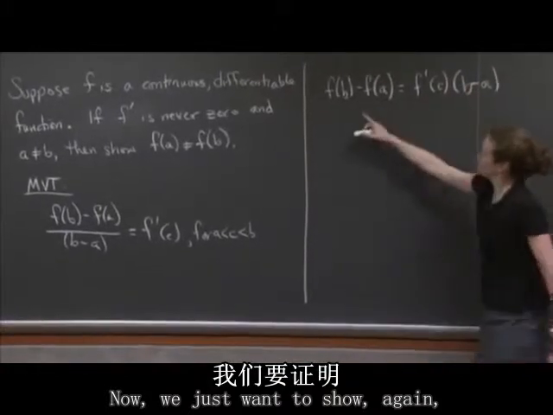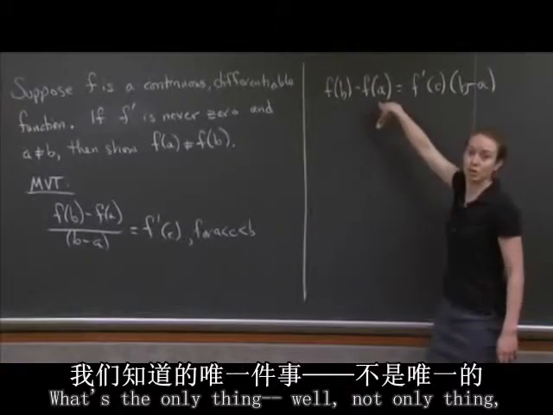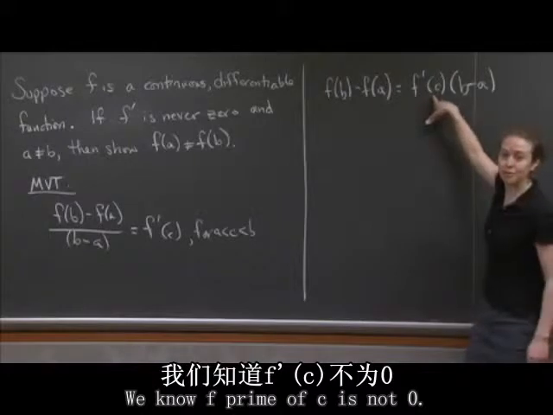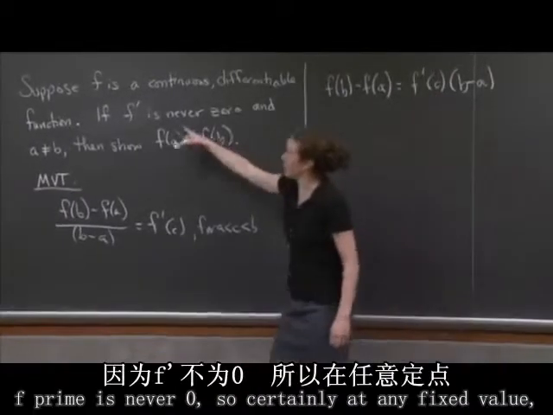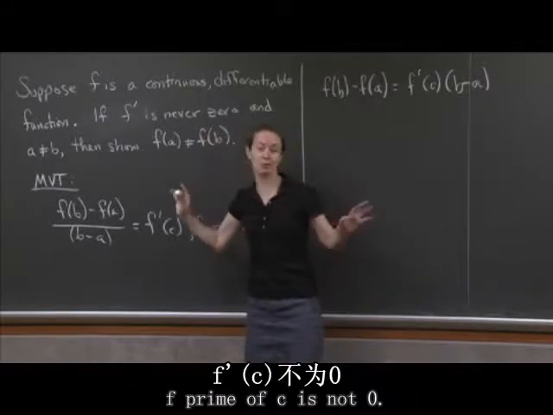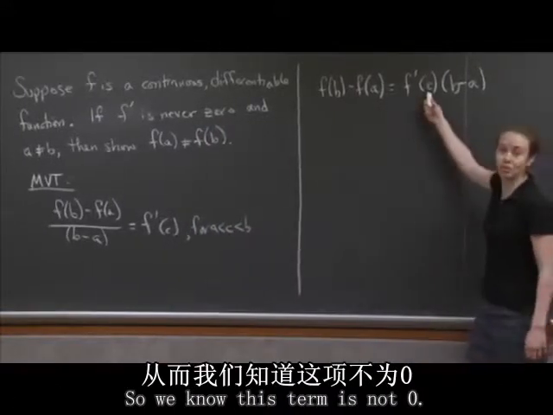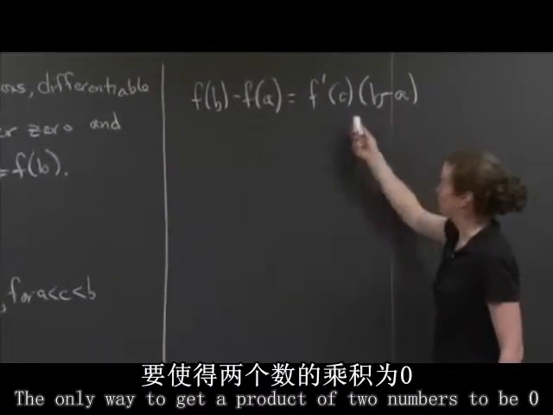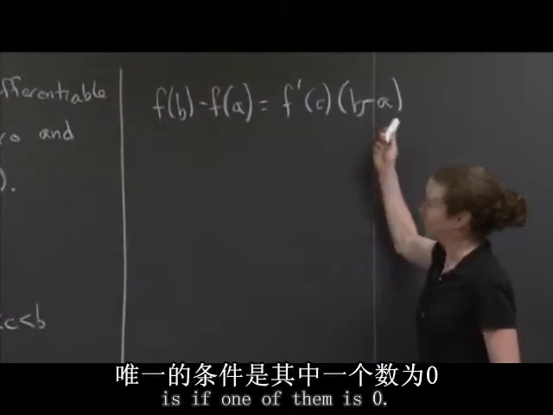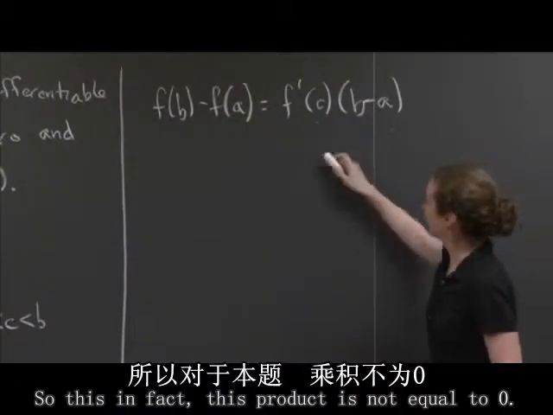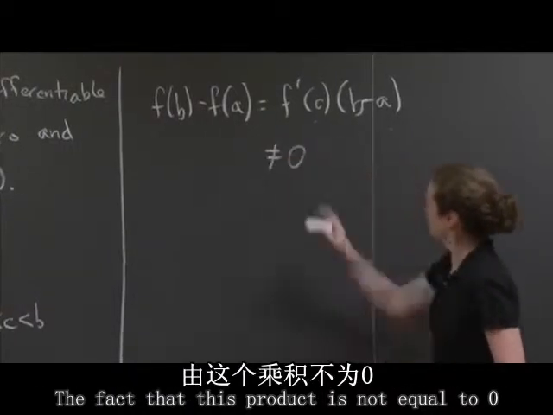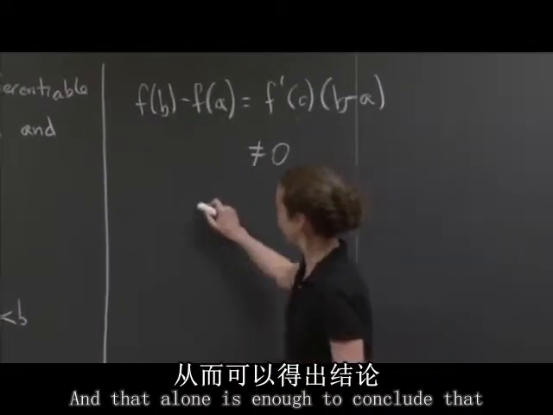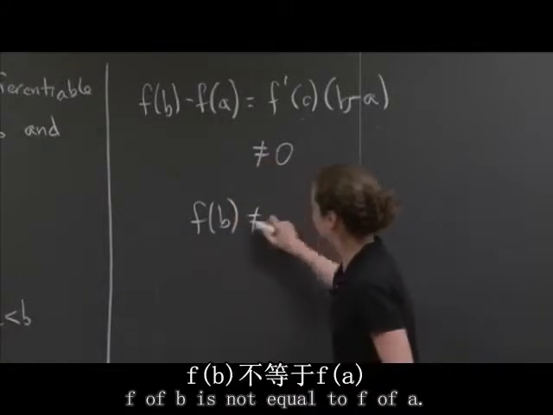Now, we just want to show again that f of b minus f of a cannot be 0. We know two things. We know f prime of c is not 0. That was given to you. f prime is never 0. So certainly at any fixed value, f prime of c is not 0. So we know this term is not 0. We also know that b is not equal to a, so we know b minus a is not 0. The only way to get a product of two numbers to be 0 is if one of them is 0. So this product is not equal to 0. The fact that this product is not equal to 0 tells us f of b minus f of a is not equal to 0.